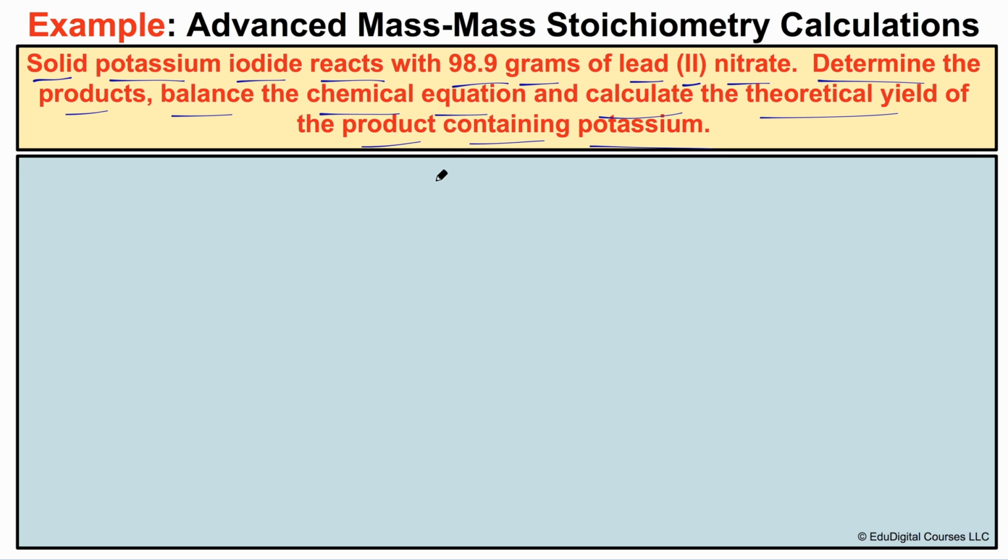So let's go ahead and start by writing our chemical reaction equation. In this problem here, we have potassium iodide reacting with lead 2 nitrate. So we have potassium iodide reacting with lead 2 nitrate. And so what we're going to have to do first is figure out what the products of this chemical reaction are. So let's go ahead and first write the unbalanced chemical equation for this statement right here. So we have potassium iodide.